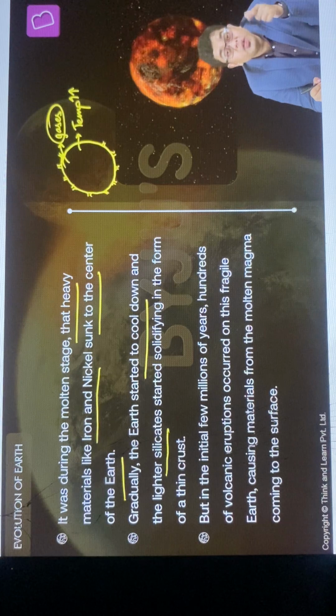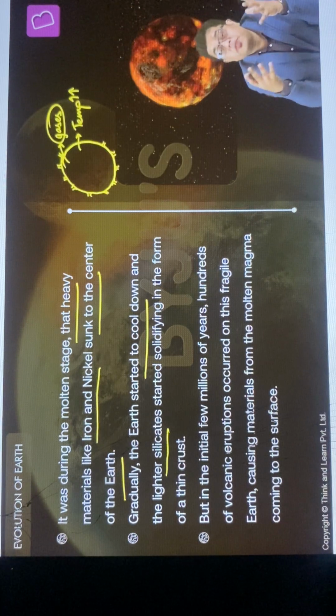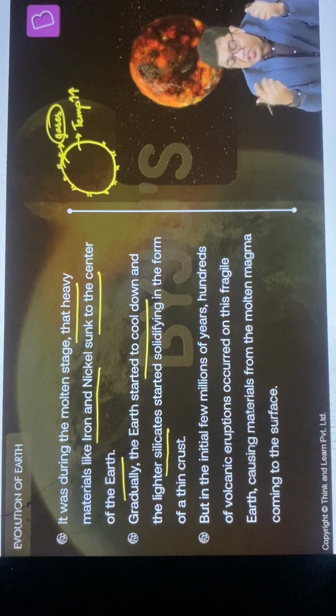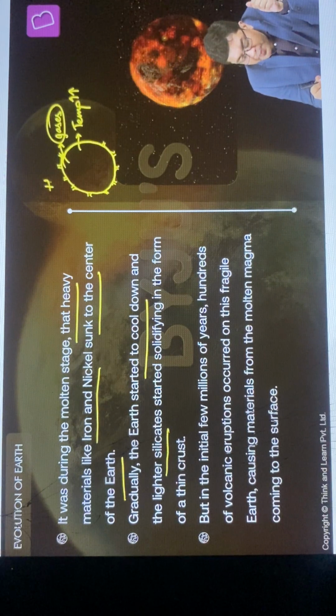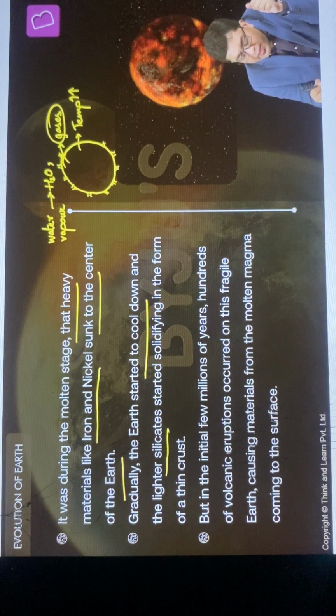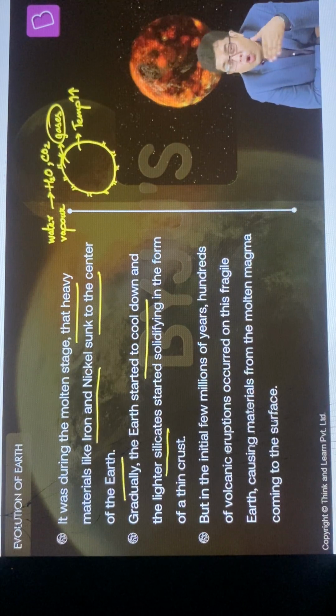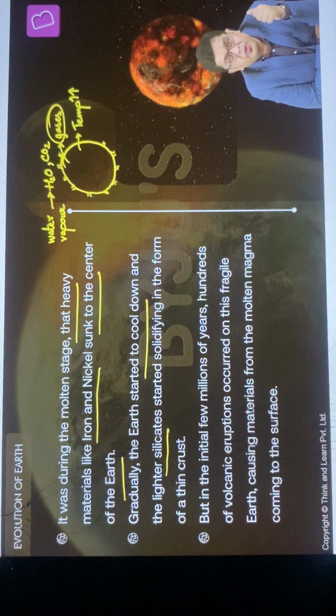So you had oxygen and hydrogen which were released from the interior. Now this oxygen and hydrogen, they combine with each other and they formed water vapor or H2O. So the gaseous form of water was formed. You also had carbon dioxide, ammonia, methane, all these different gases which were released.